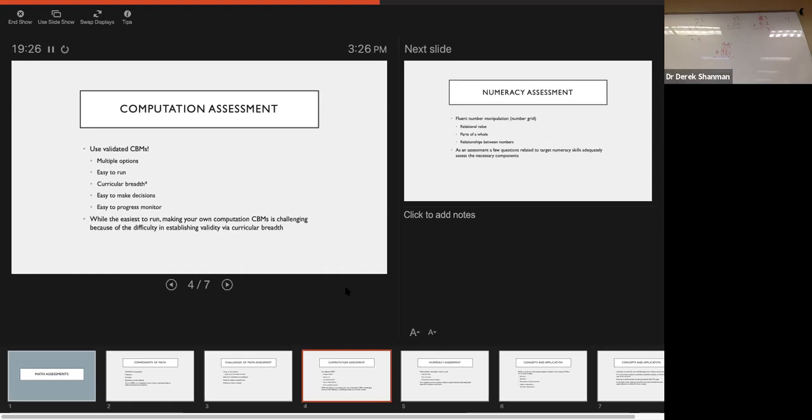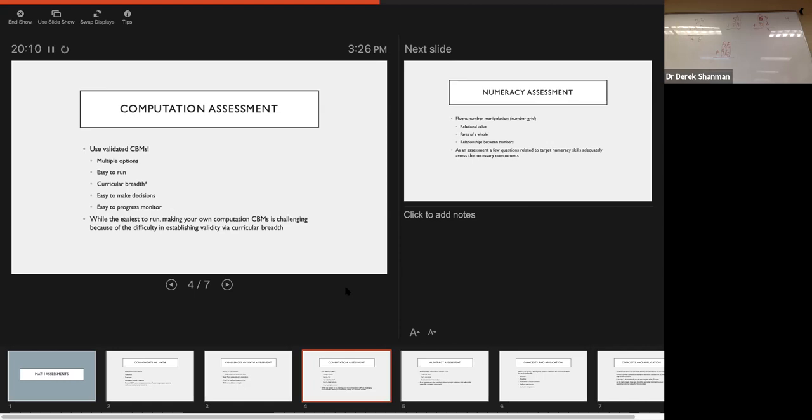CBMs have done all that work for us. So when we get a math computation CBM, we should be able to trust that there is curricular breadth. They've covered all of the different variations for the skill that we are looking at in a valid way, right? And with that, we have that confidence that the score that we are going to get is meaningful to the aims that we are trying to set, whatever decisions we need to make based off of that, all right? So there is a lot of simplicity in using these computational CBMs in order to conduct these assessments.